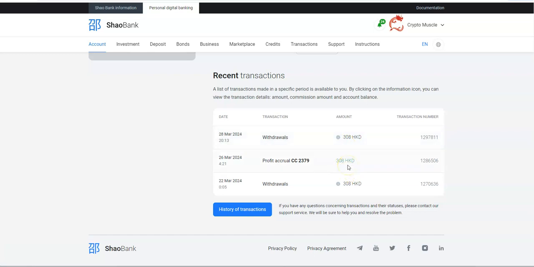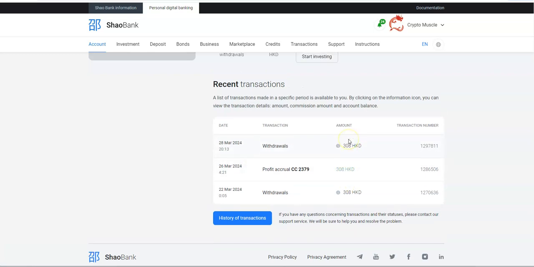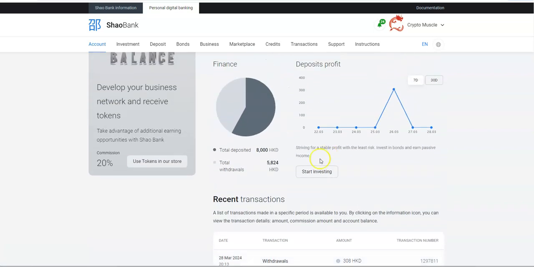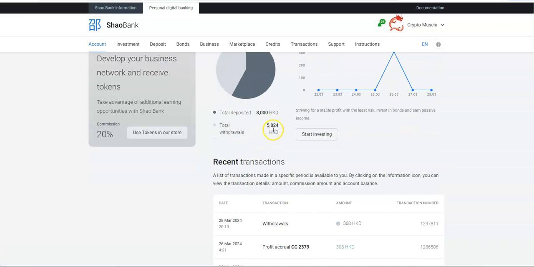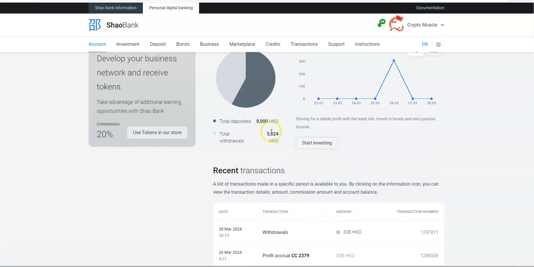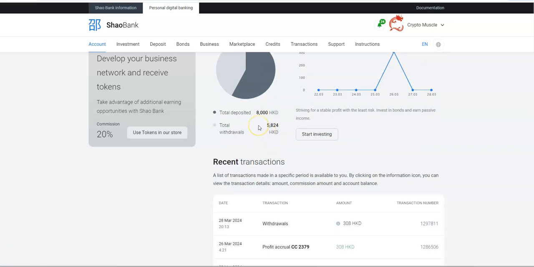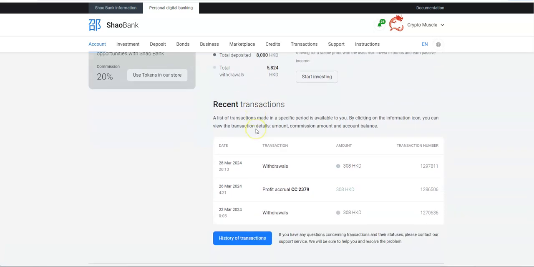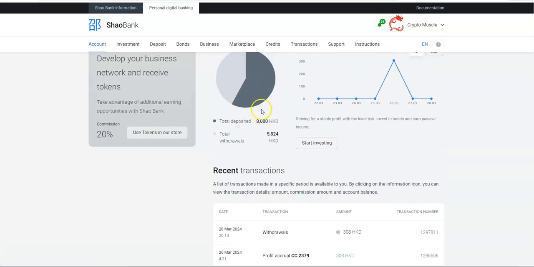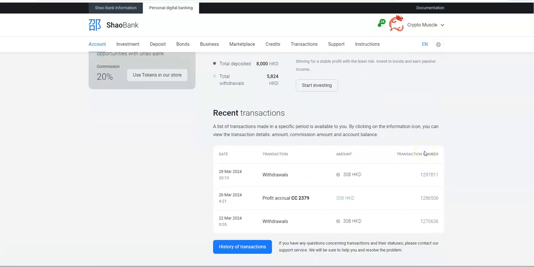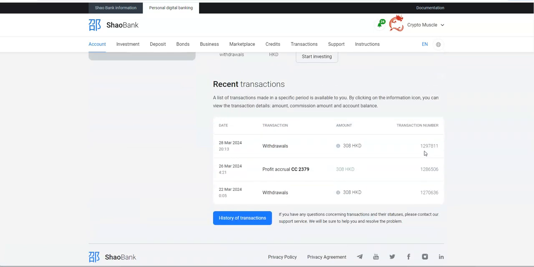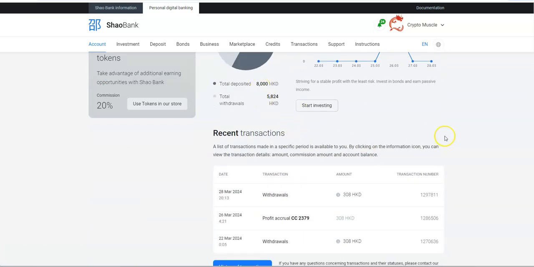I accrue 308, so I withdraw 308 Hong Kong dollars every week. So total withdrawals, not including that 308, it's going to put me at, what, 6,100 Hong Kong dollars once that comes through. And then it's getting me closer towards that 8,000 total deposited. So you kind of see and gauge where I stand on that. And, you know, it's getting closer to that 8,000 Hong Kong dollars.